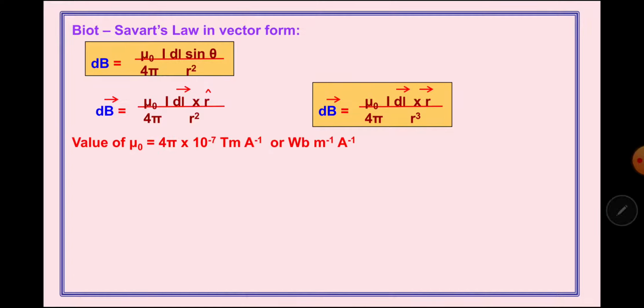Students, the value of mu naught here is 4 pi into 10 raised to power minus 7 Tesla meter per ampere. Students, Tesla is the SI unit of magnetic field strength. How do we define 1 Tesla? That we will discuss when we discuss the magnetic Lorentz force. Another unit used for mu naught is Weber per meter per ampere. Here Weber is the SI unit of magnetic flux. That also we'll discuss in due course, what is the meaning of magnetic flux and so on.